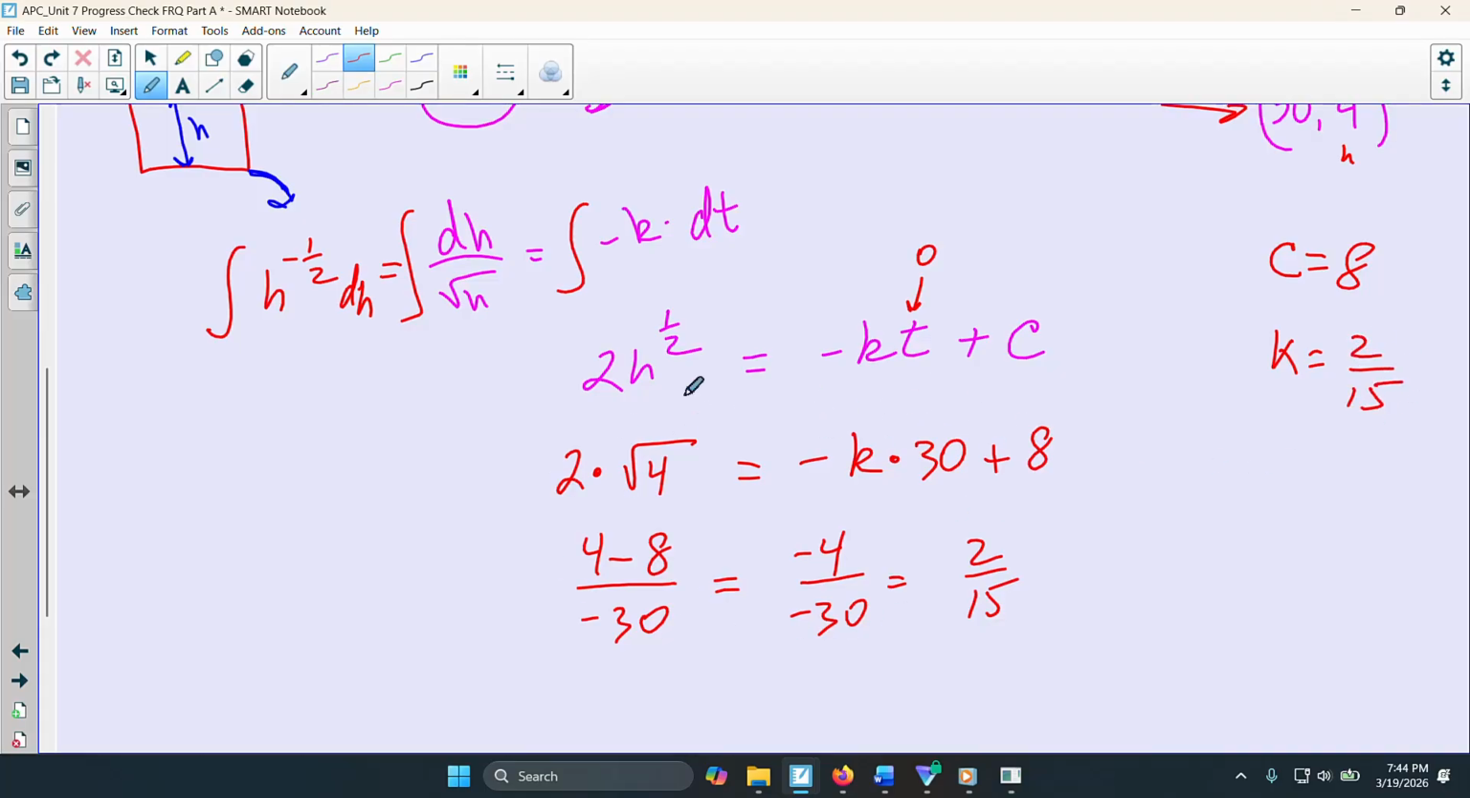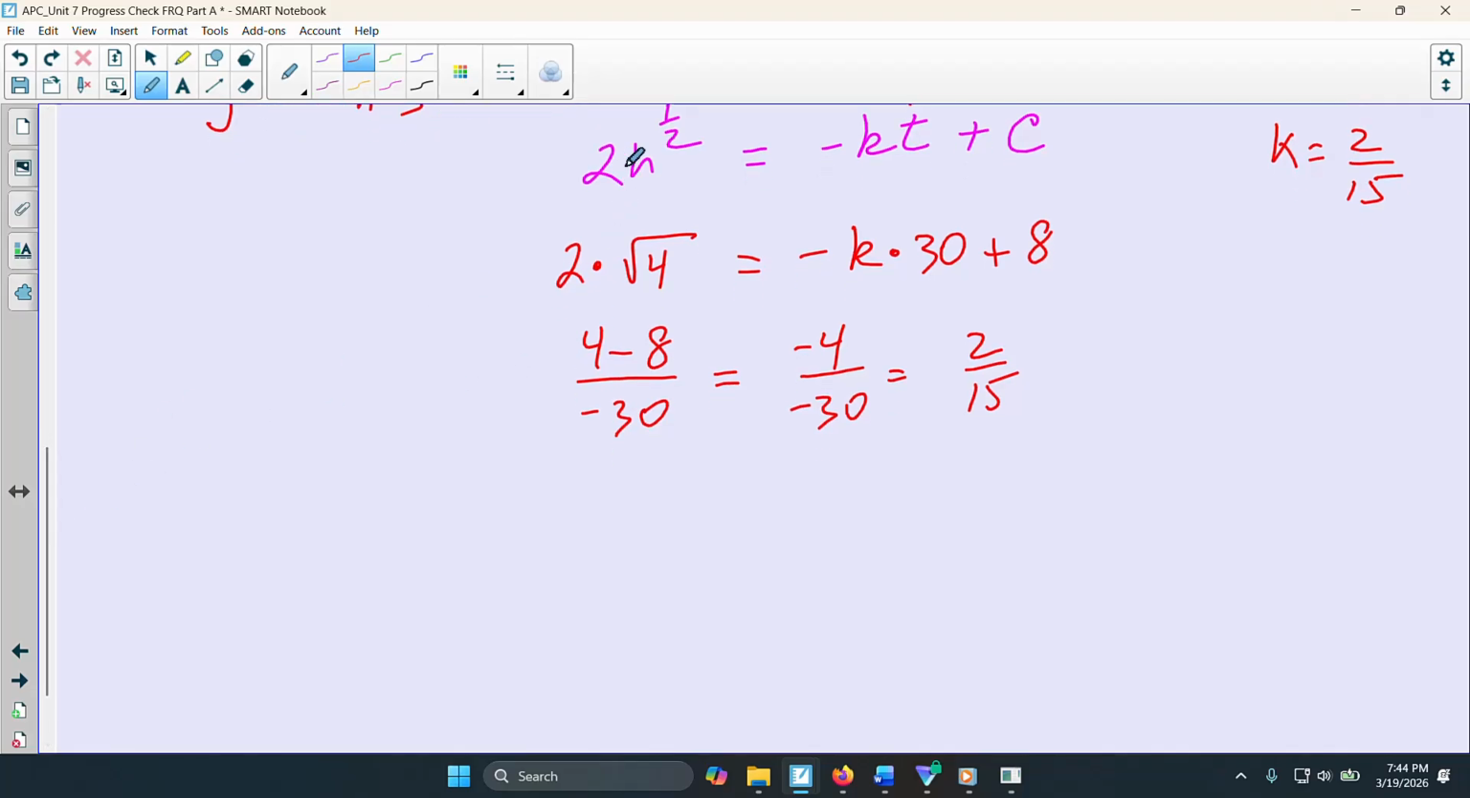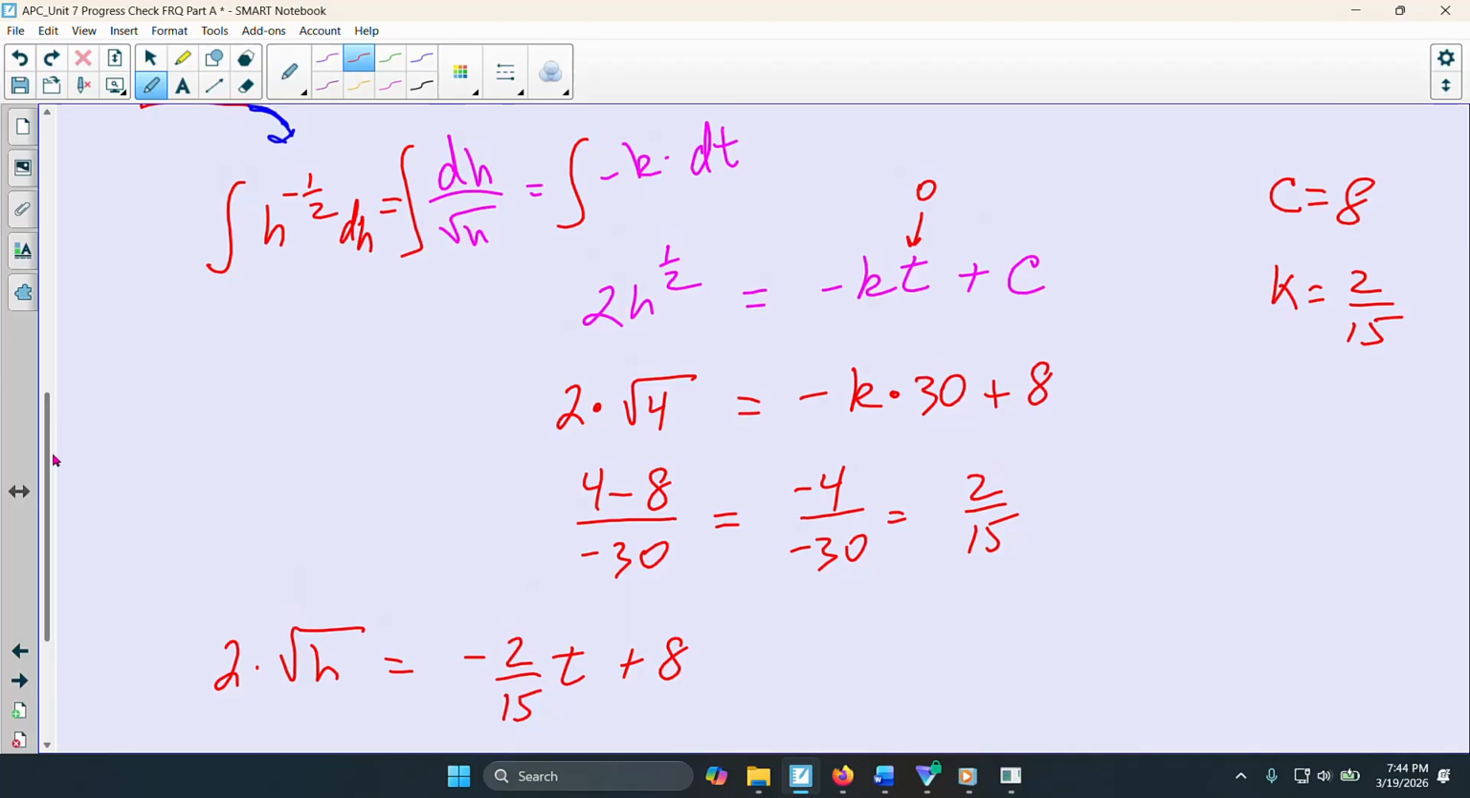I'm going to erase this just because I'm going to rewrite it down here. Or, on paper, I would just continue here. So let's actually continue right here. Let's not erase anything. So what do I have here? It's 2 times square root of h equals, well, negative k is this, so negative 2 over 15. All I'm doing is substituting the values that we found for these two unknowns, and plus 8. Okay, and I'll make sure I didn't lose anything.